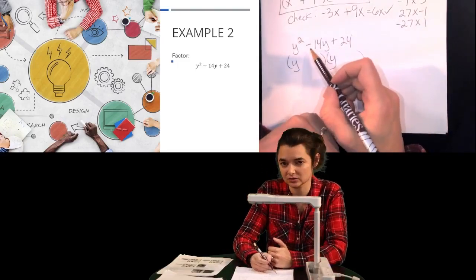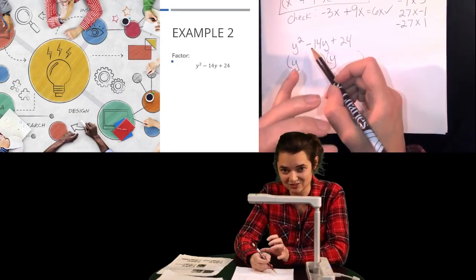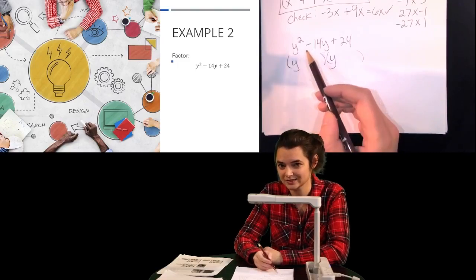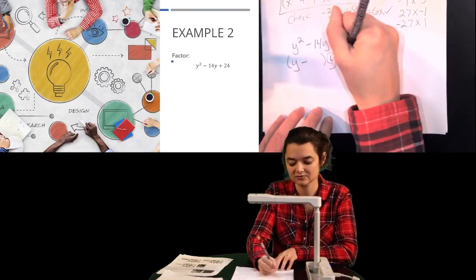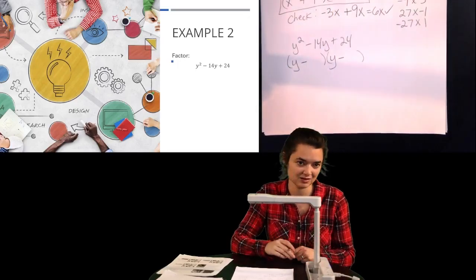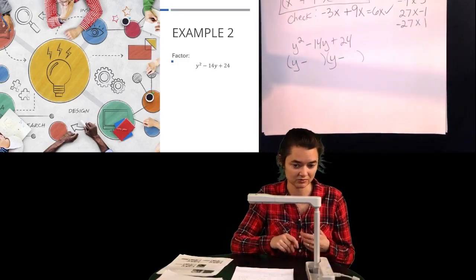So I look at my middle term to determine which one it's going to be. Is it going to be positive times positive or negative times negative? I see a negative 14y in the middle. That lets me know that it's going to be a negative times a negative because two positive things added together is not going to give me a negative. But two negative numbers added together will give me a negative.